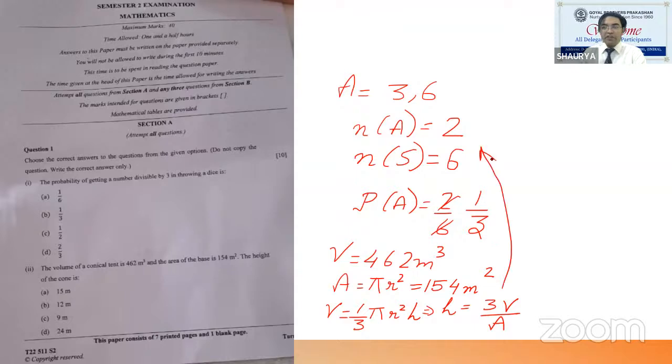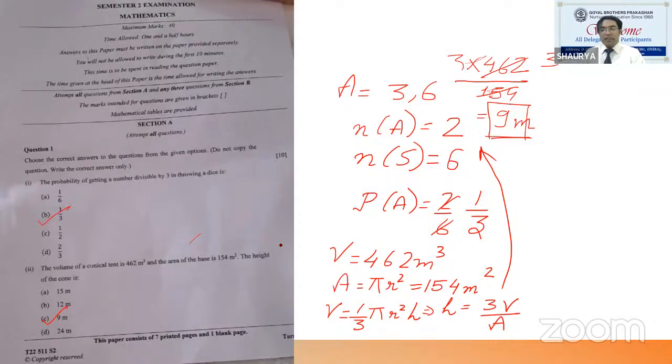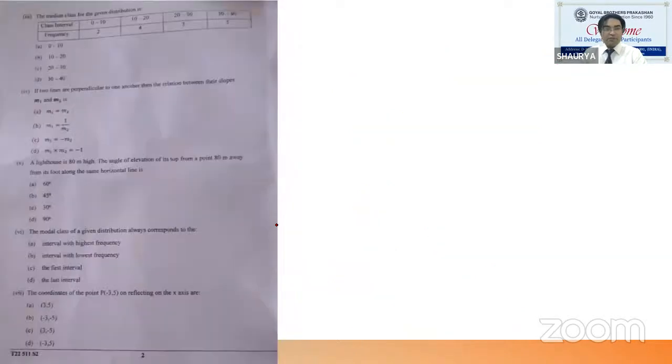So I'll do this calculation here. It's 3 into 462 upon 154. Now it's a perfect multiple, 462 of 154 is 3. So 3 3s are 9 meter would be the height of this cone. So again in this slide, option C is correct. In the first question it was option B. In the second question it is option C. We can move to the next question, I suppose.